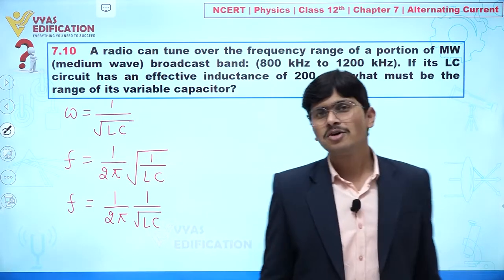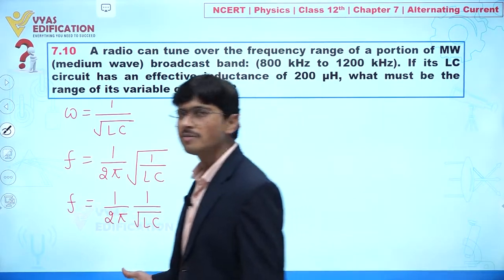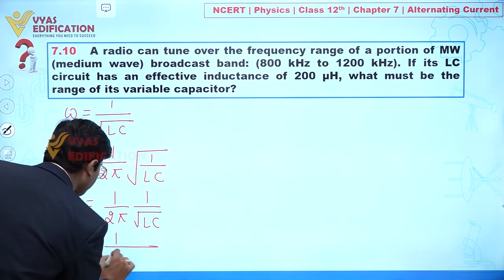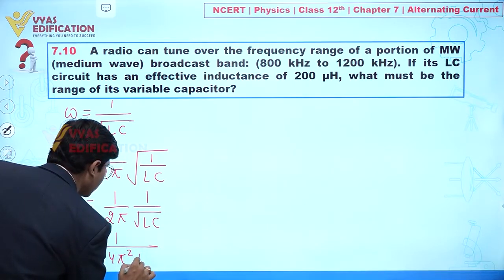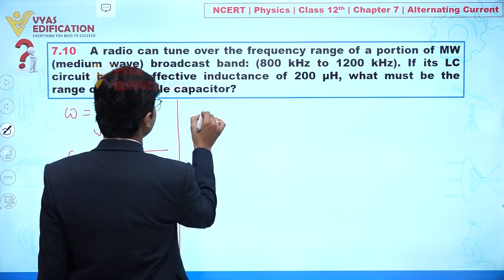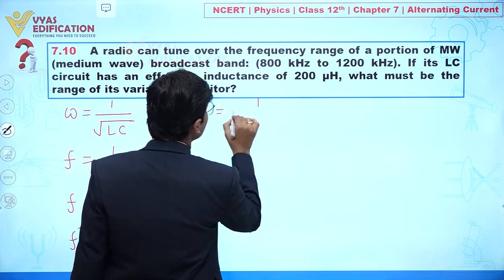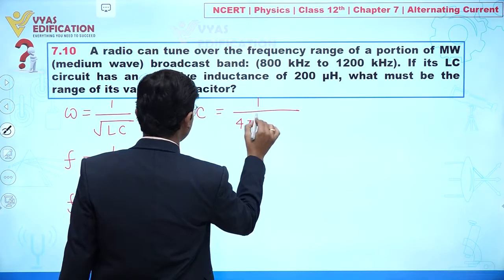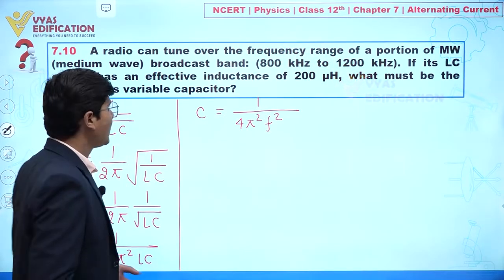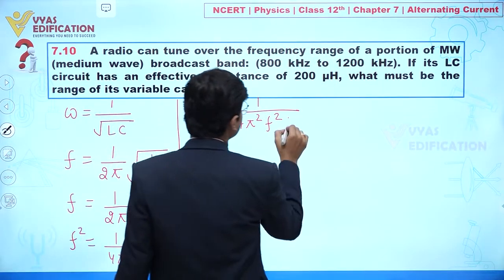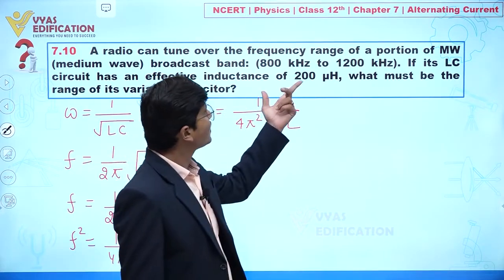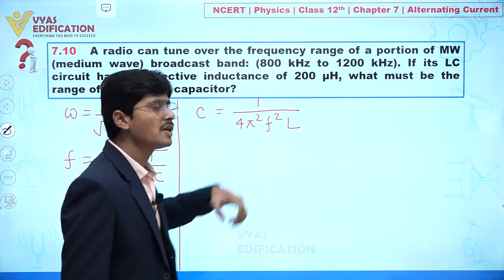Now my objective here is to find the value of C. So we can write F square is given by 1 upon 4 pi square LC. From here can we write the value of C? Yes, I can say C is equal to 1 upon 4 pi square, F square, and it is multiplied with L.